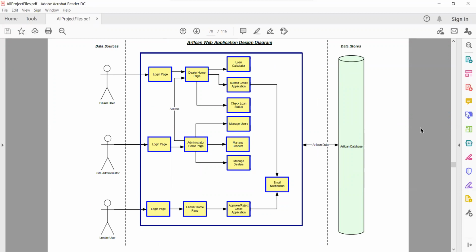So for example, if you look at the top, right? If I'm a dealer user and I log in, that by default takes me to my homepage called dealer homepage. And from there, I can either calculate the loan, or I can submit the credit application, or I can check on a given loan's status, whether it was approved or not. Same thing from the site administrator point of view. If I log in as site administrator, I land on the administrator homepage and from there, I can perform different functions.